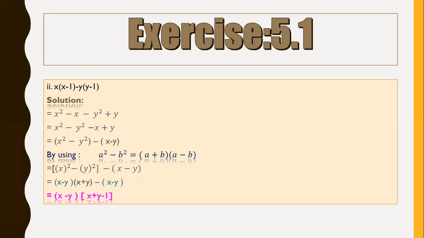Now we have two terms. In the first term, there is a product of two factors, x minus y and x plus y, and the second term is only x minus y. You see clearly that x minus y is common, so we take x minus y common. What is left of the first term is x plus y and of the second is minus 1. So our required answer will be x minus y into x plus y minus 1.